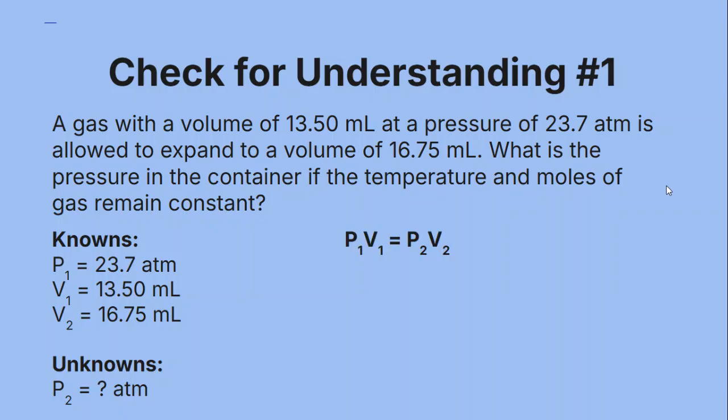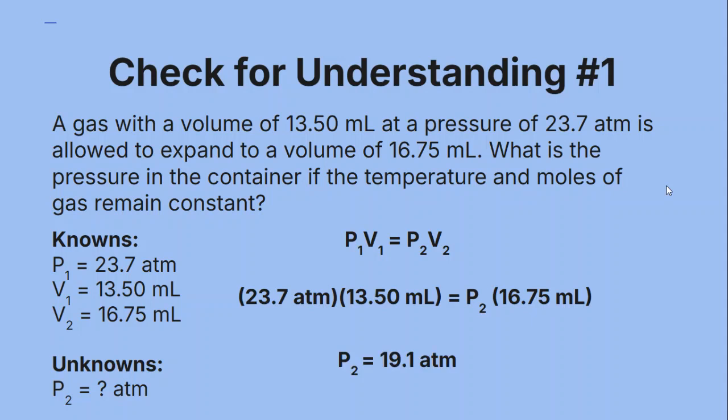You'll want to utilize the Boyle's law equation, which is P1V1 equals P2V2. Plug in your known variables and solve for P2. And you should have had P2 come out to 19.1 atmospheres, and it should have been 3 sig figs because we have 3 sig figs here, 4 here, and 4 here, which is why we want 3. 3 is less than 4.